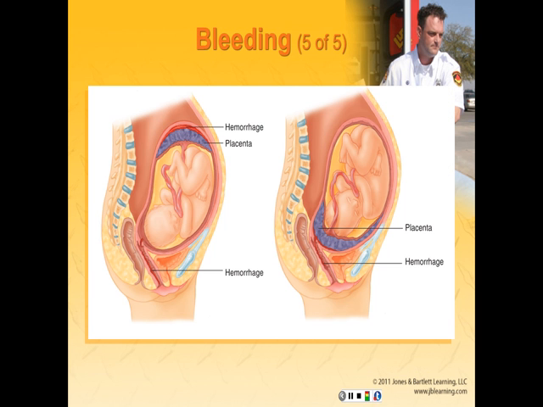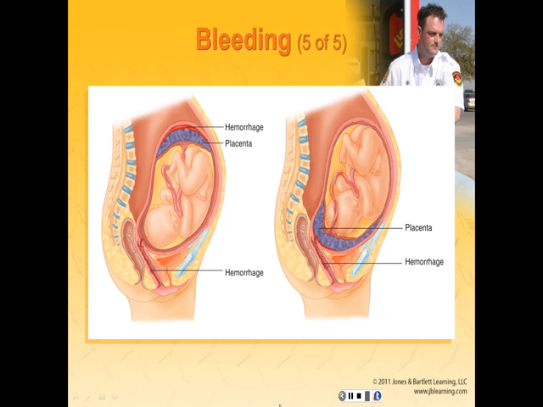This slide shows 2 different pictures. On the right side, you have placenta previa, where the placenta will be the presenting part as it is covering the cervix. On the left side, the photo shows abruptio placentae, where the placenta separates prematurely from the wall of the uterus and it's causing bleeding into the uterine lining.